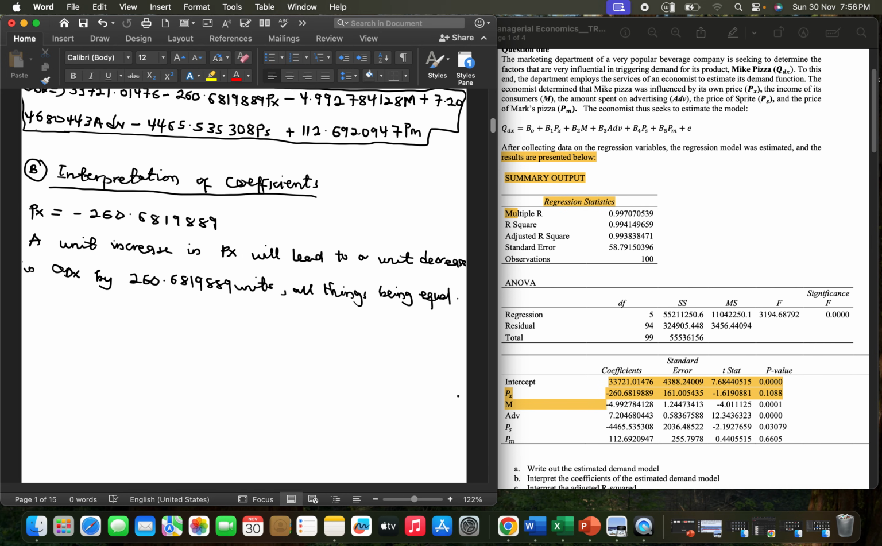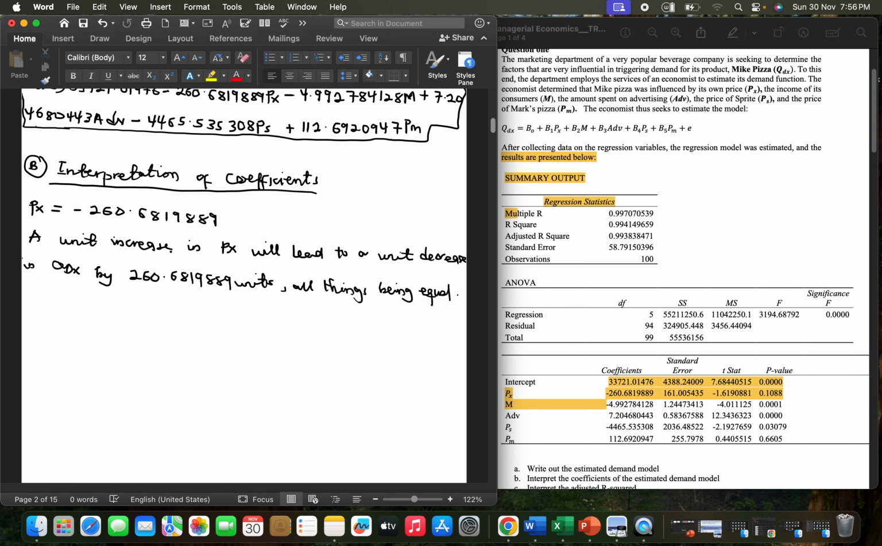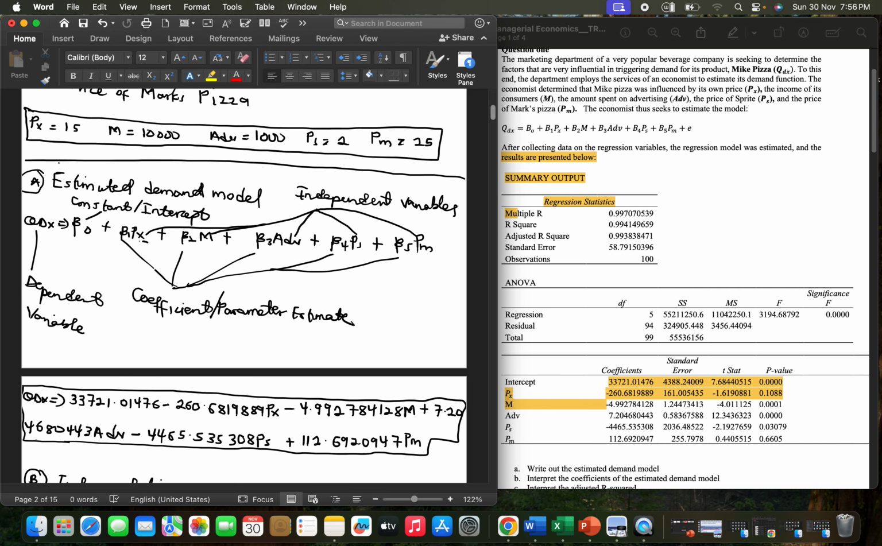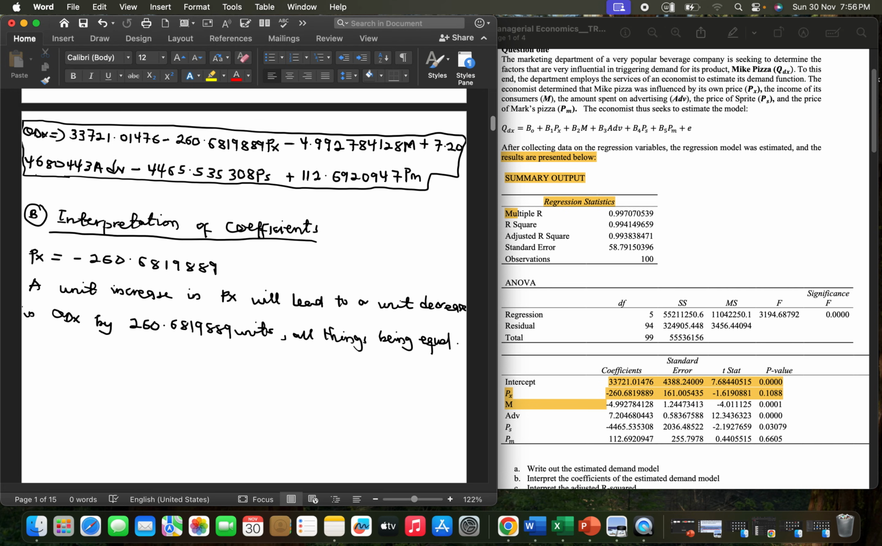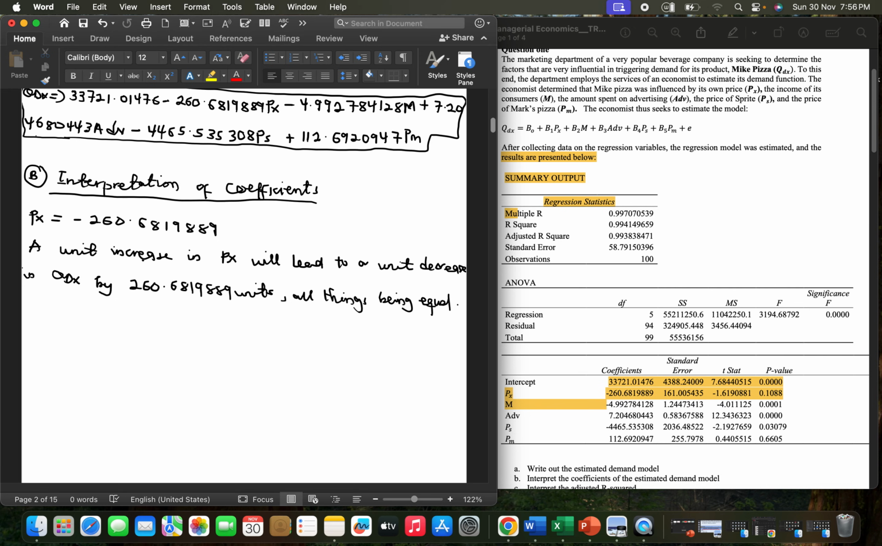So I'm done with the interpretation for PX. Now let me explain. A unit increase in PX, which is the independent variable here. Remember, I made mention of it from the top, those are independent variables. You can check it from that side. We always start with the statement. Take note here, please watch it very well. A unit increase in PX will lead to a unit decrease in QDX.